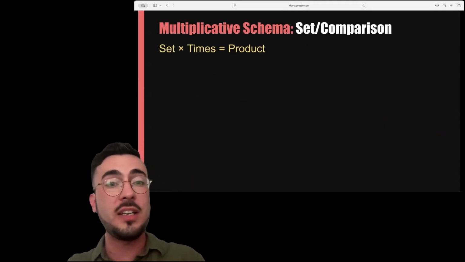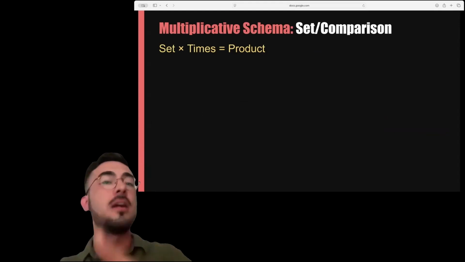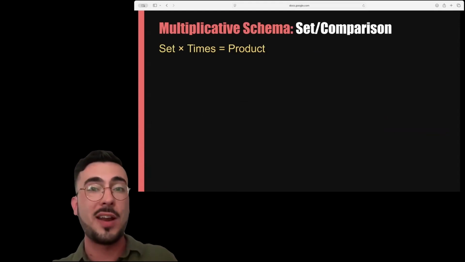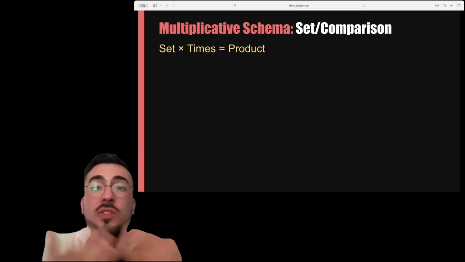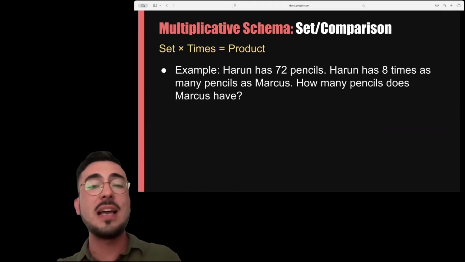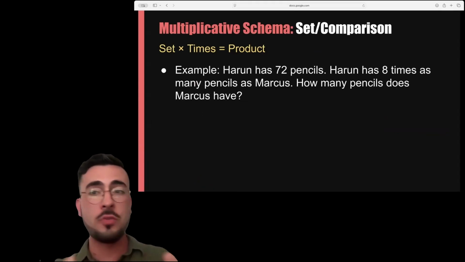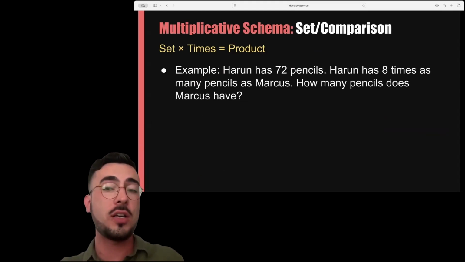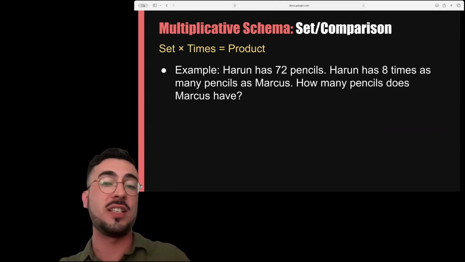Lastly, you have your multiplicative schema. Set times the number of times it's being compared equals a product. So these problems are just where students are comparing, but they're using multiplication or division to compare. Example, Haroon has 72 pencils. Haroon has 8 times as many pencils as Marcus. How many pencils does Marcus have?